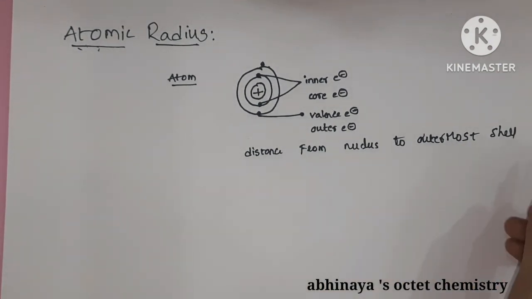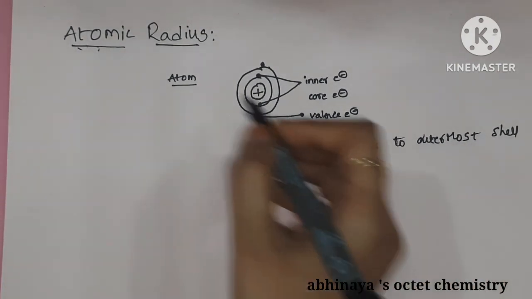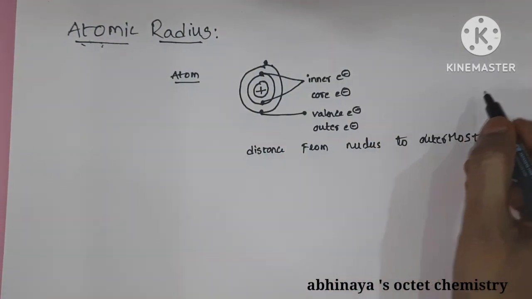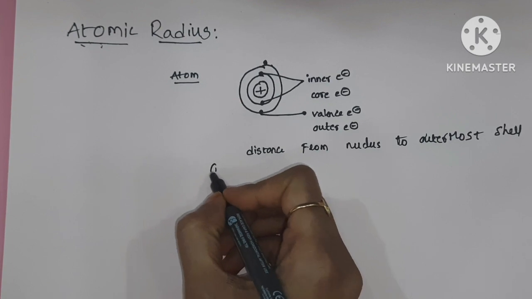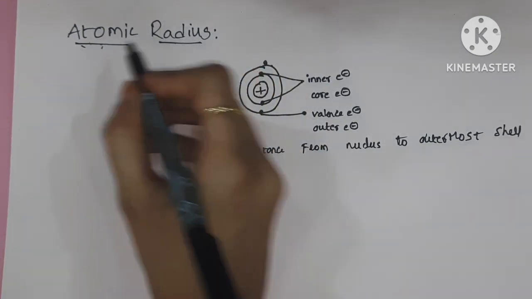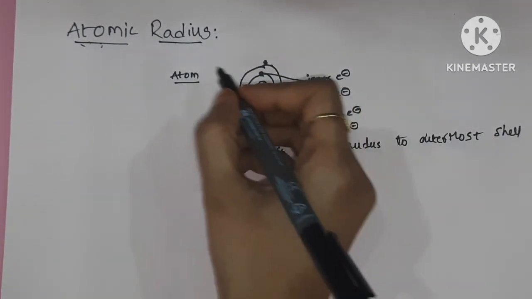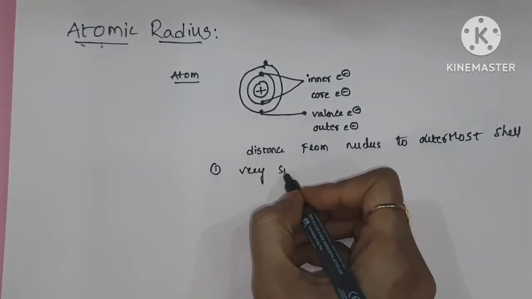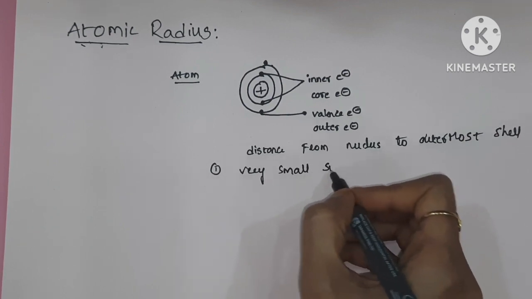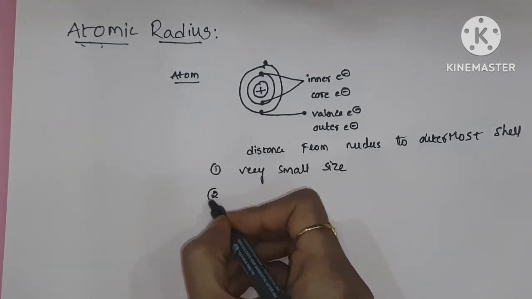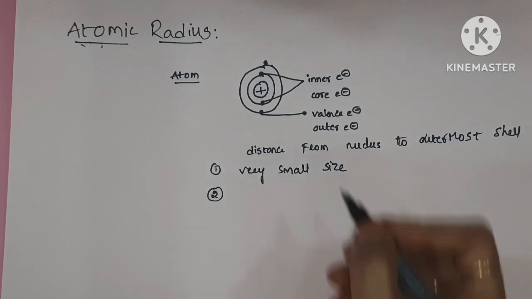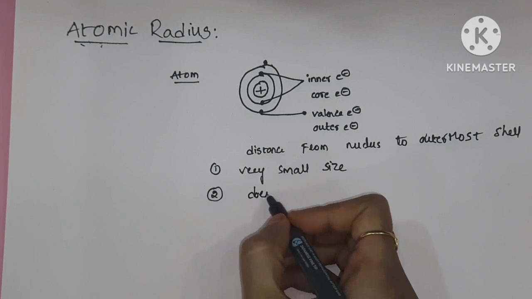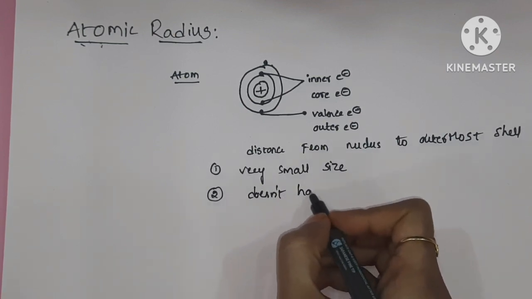But it is very difficult. Why? Because the difficulty is to measure the radius of that atom. Difficulty 1: the size of the atom is very small. And the second difficulty is that the atom does not have a sharp boundary.